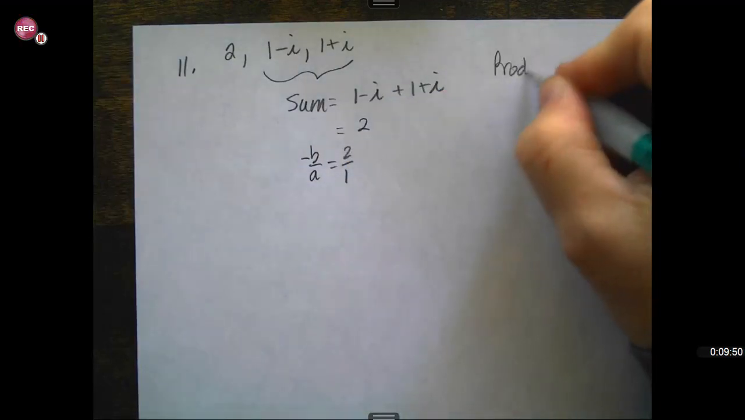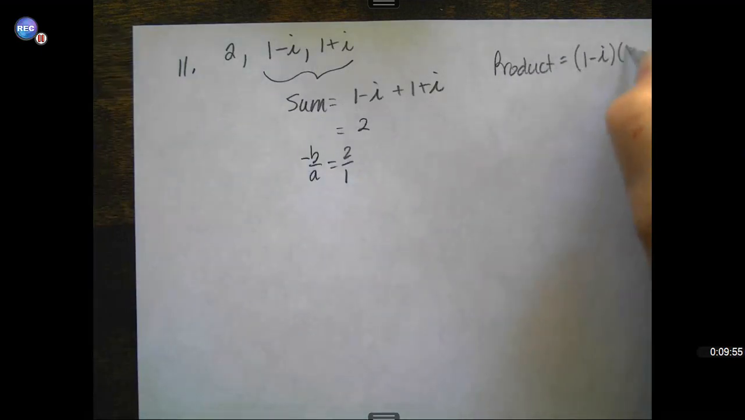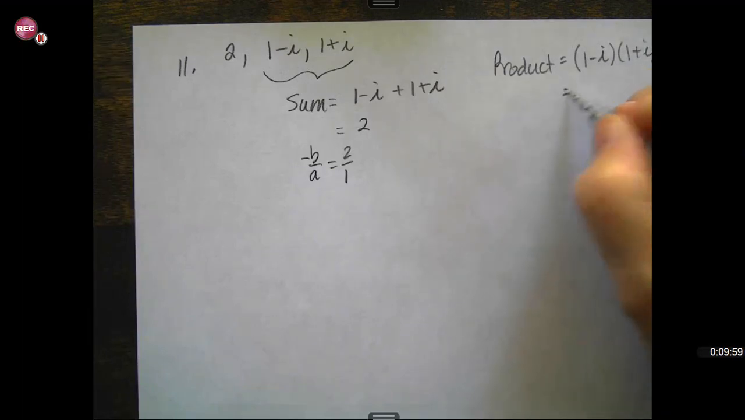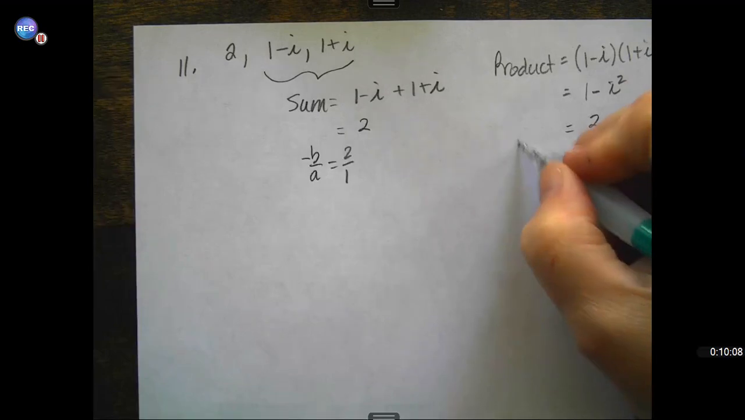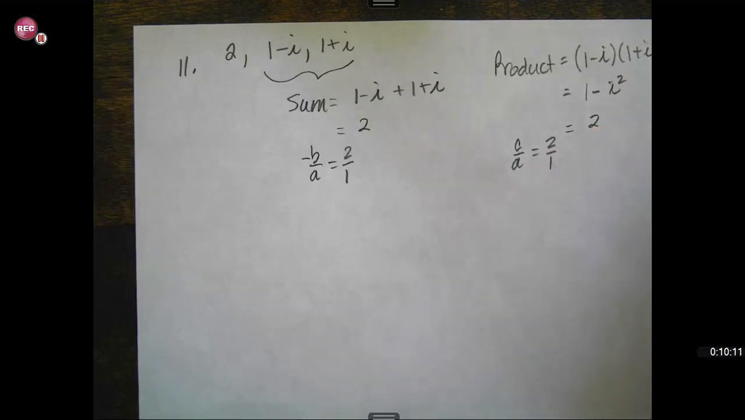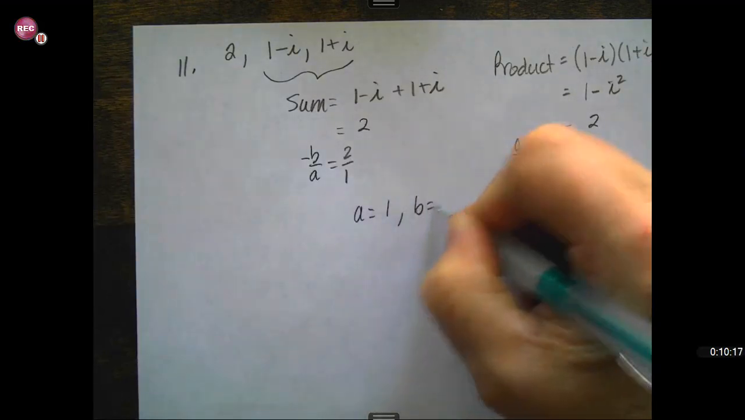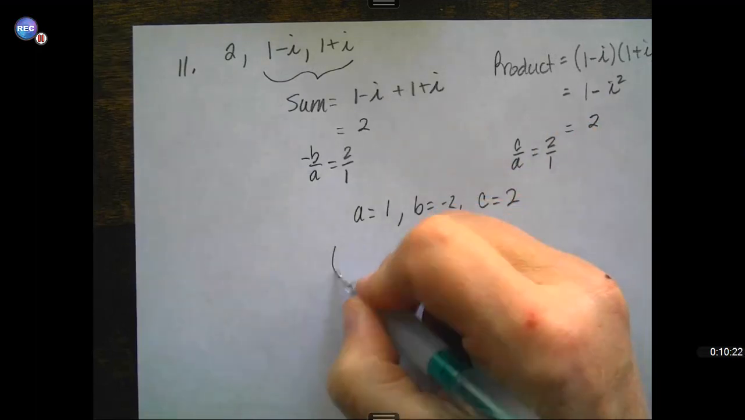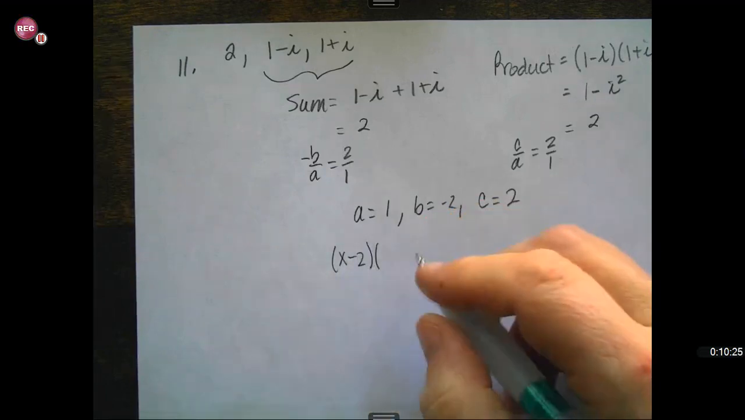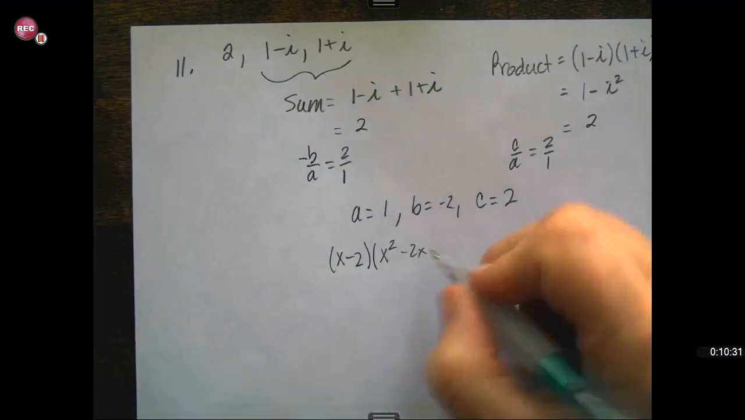The product of those roots would be 1 minus i times 1 plus i. And so when we multiply that out, we get 1 minus i squared, which is 2. So c over a equals 2 over 1 also, which means that a is 1, b is negative 2, and c is positive 2. And so we take x minus 2 and we multiply it by x squared minus 2x plus 2.